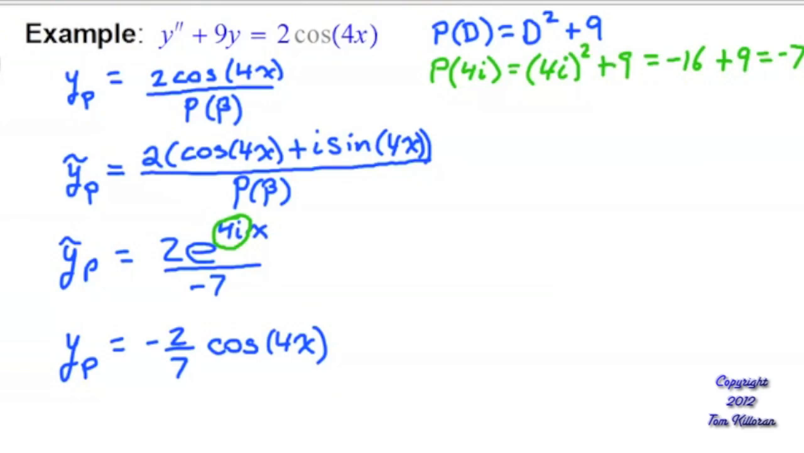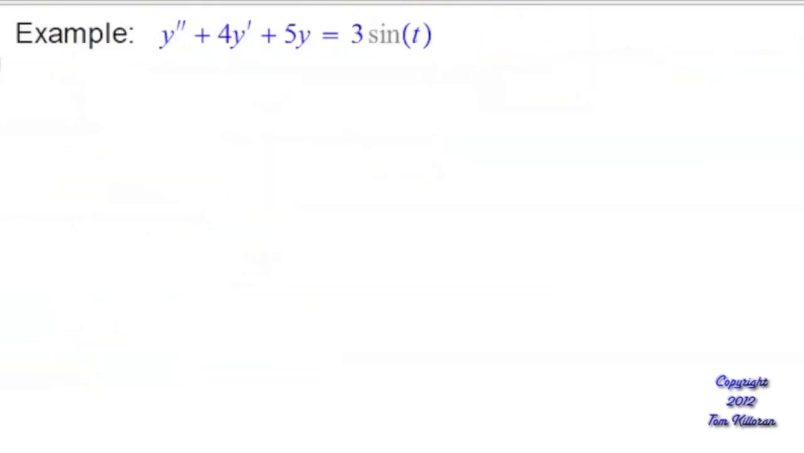Okay, let's do another example. As they get a little bit more complex, this one has a sine on the other side. That really shouldn't matter too much. So it starts off the same way. You do your p of D. We need that for that denominator. And it's going to be D^2 + 4D + 5.